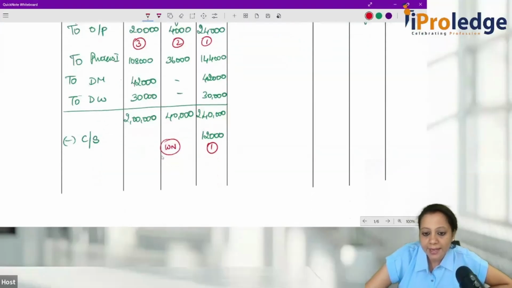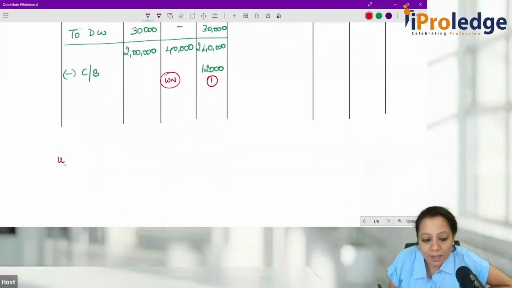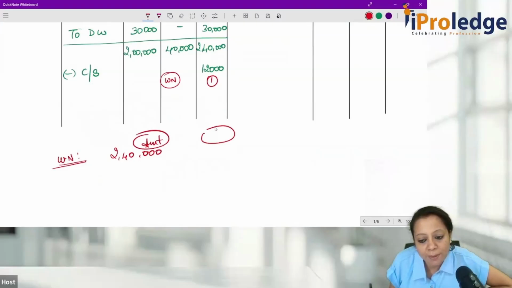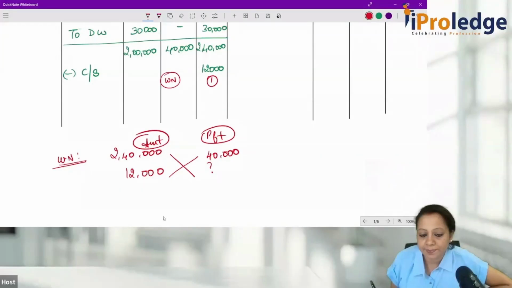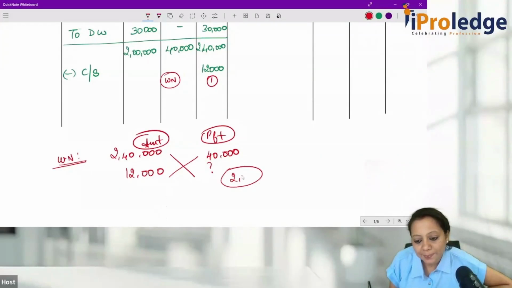How to do the working note? I'll come and show you below. Those of you who are familiar with the cost sheet, it's a similar one. 2,40,000 was the amount, and for that, how much was the profit? Profit was 40,000. That means for 12,000, how much is going to be the profit? That is how we are going to see. So this is how we will calculate.